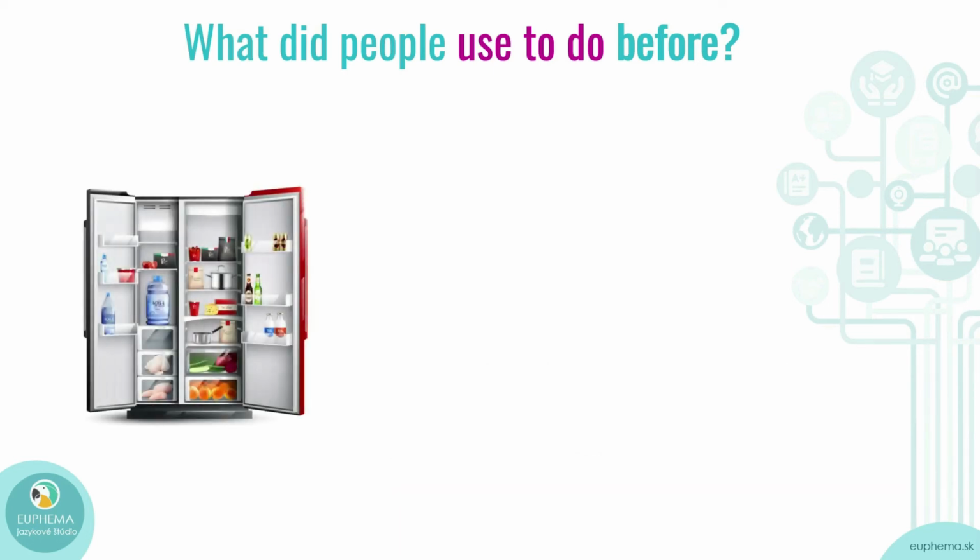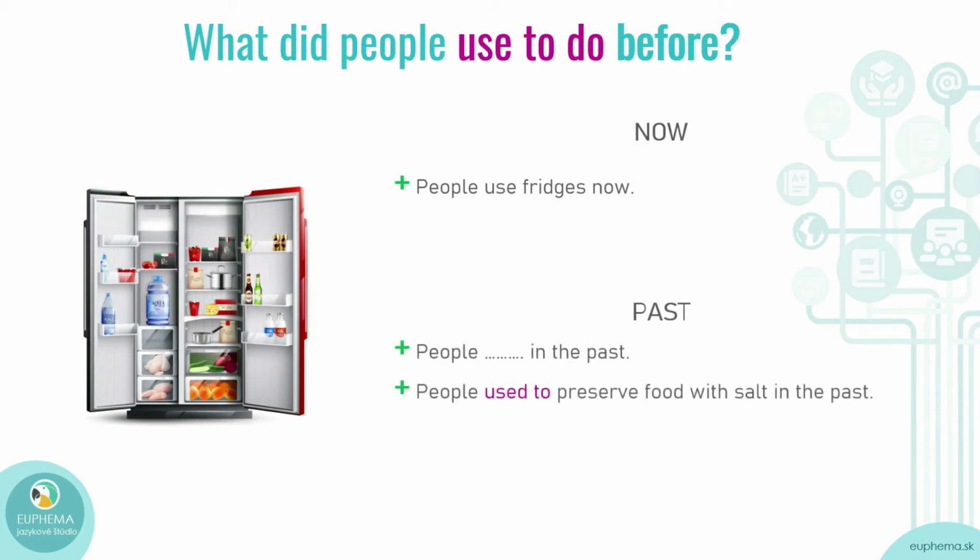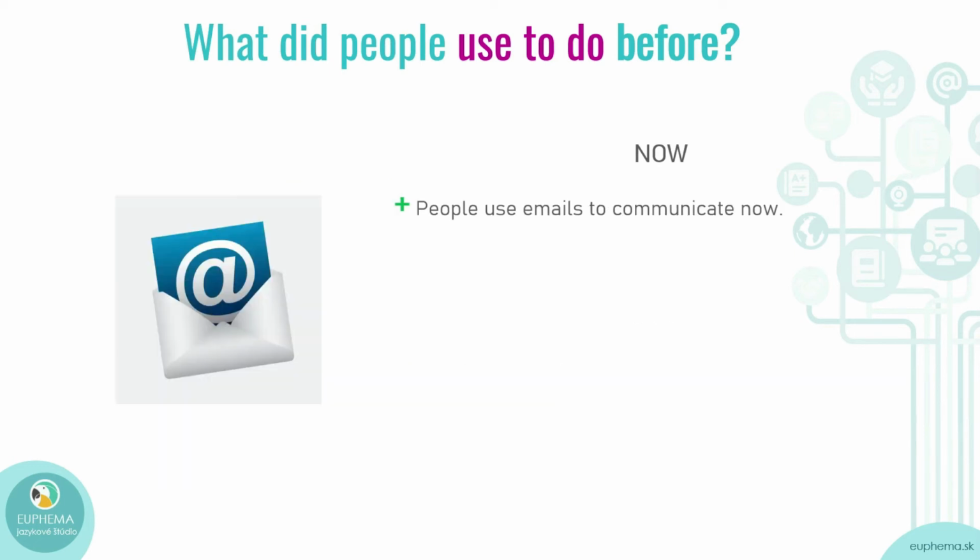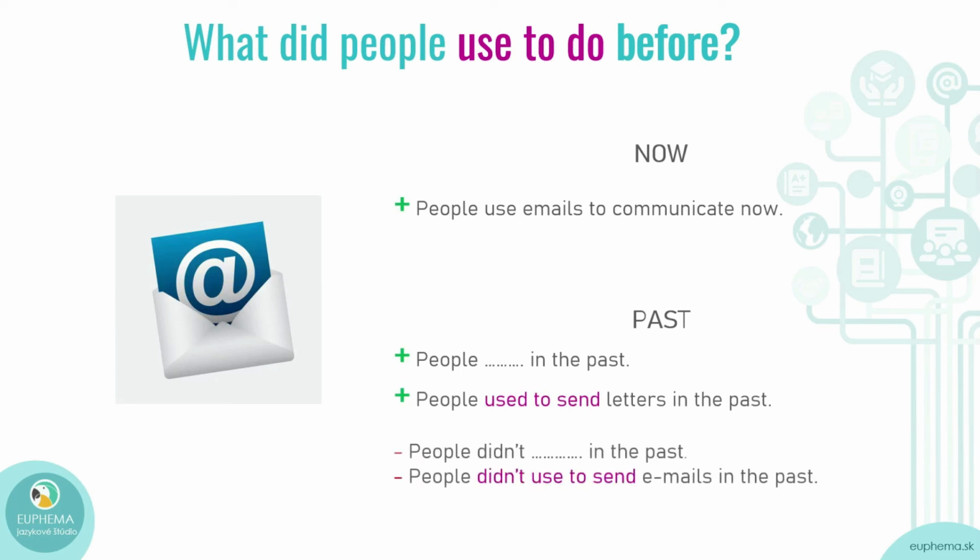Okay, let's go on. What is this? This is a fridge. So people use fridges now, of course. But in the past, people used to preserve food with, for example, salt. People didn't use to use fridges in the past. So now people use emails to communicate. But in the past, they used to send letters. They didn't use to send emails in the past.